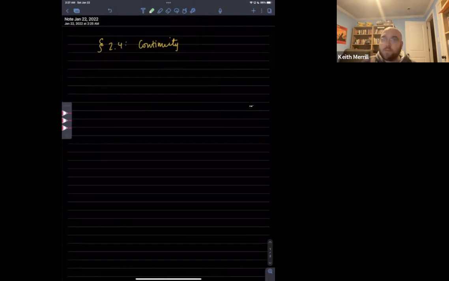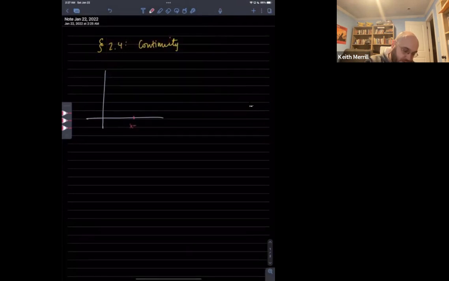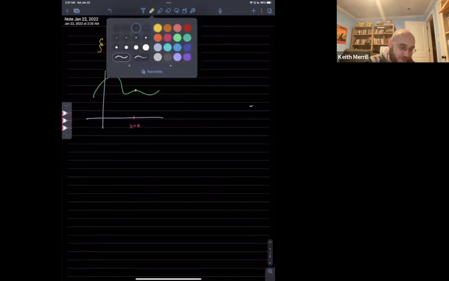So what does it mean for a function to be continuous at a point a? The idea is if we mark x equals a here on our x-axis and we draw the graph of some function, and we'll contrast this in just a minute with what it means to not be continuous, which is frankly a really good way to understand what it means to be continuous, is to realize what can go wrong.